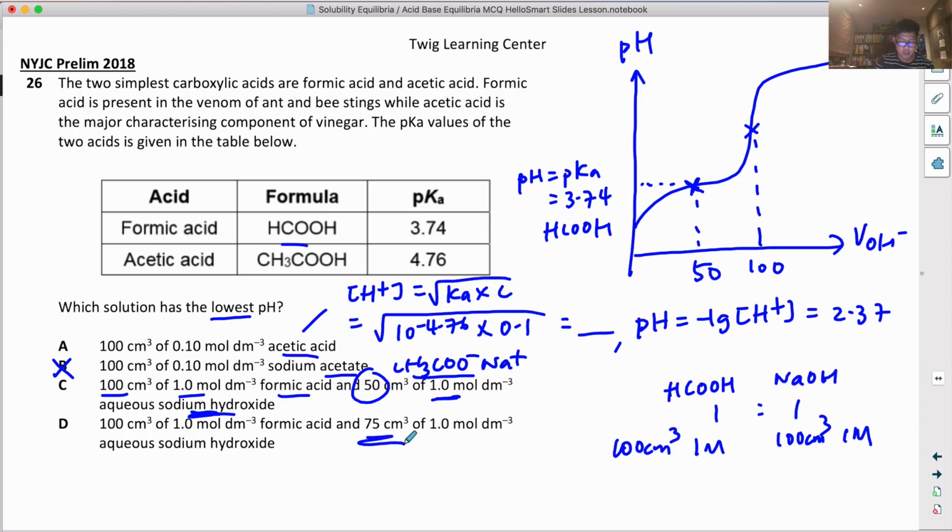Okay, how about the next one? You notice it's almost the same question, but adding 75 cm cube of sodium hydroxide, which is over here. Right, this is 75. So the pH for option D must be higher. But since the question wants the lowest, I don't have to bother about option D anymore. So let's look at options A and C. For A, the pH is 2.37. For option C, the pH is 3.74. All right, so the one with the lowest pH must be A.